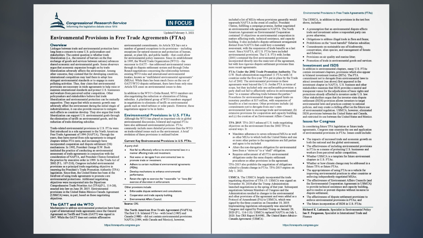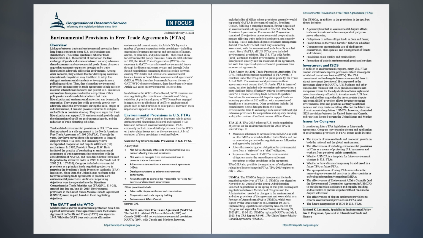It also included a dispute settlement arrangement distinct from NAFTA that could levy a monetary assessment, with the suspension of trade benefits as a last resort. Since NAFTA, all U.S. FTAs have included environmental provisions. The U.S. FTA with Jordan (2001) contained the first environmental provisions incorporated directly into the main text of the agreement, but with less rigorous dispute settlement provisions than more recent agreements.